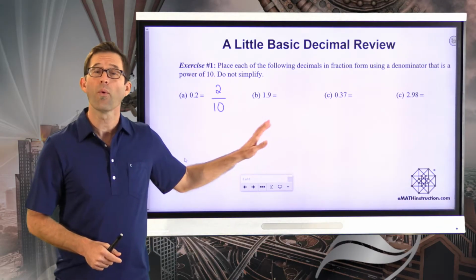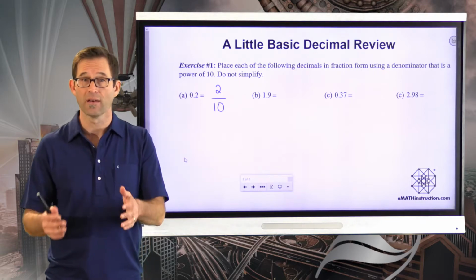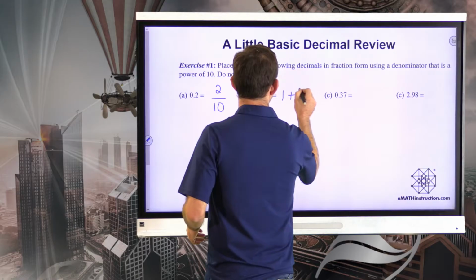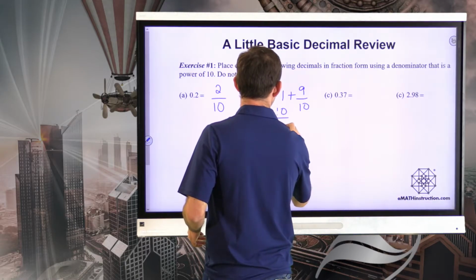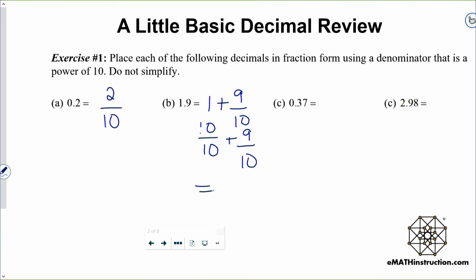So what would 1.9 be? Well, if you think a little bit about how division with 10 goes, this is 1 and 9/10, but 1 is the same as 10/10 plus 9/10, so 1.9 is 19/10.